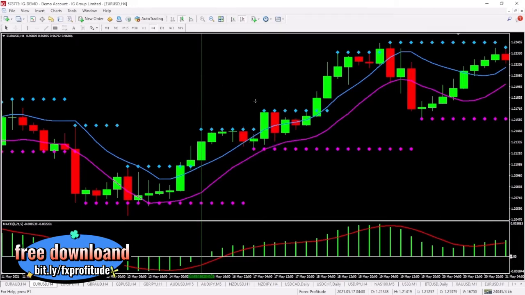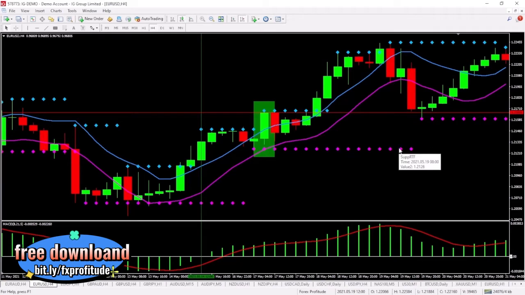And I'll mark this off with a square just so we can see this one. So this becomes a signal candle. This is our entry candle. We want to enter this trade at the close of this candle. So once this candle closes, this next candle opens, that is when we are getting into the trade. I'm going to mark this off as our entry level. So we've got this entry at the close of this candle.